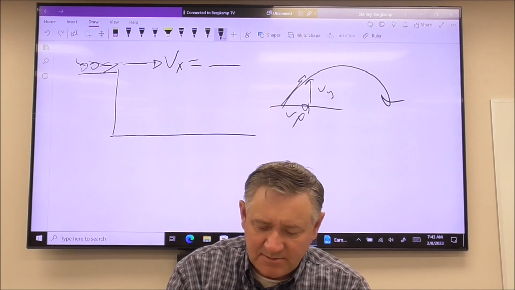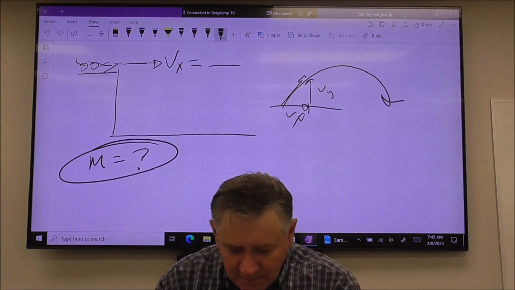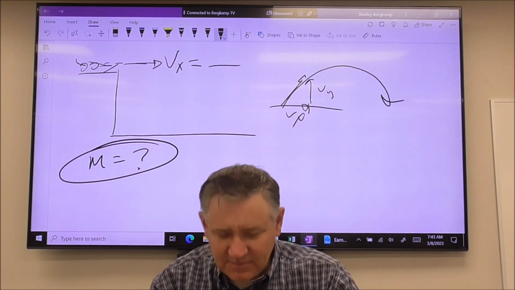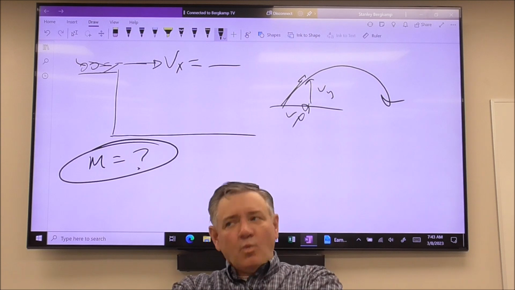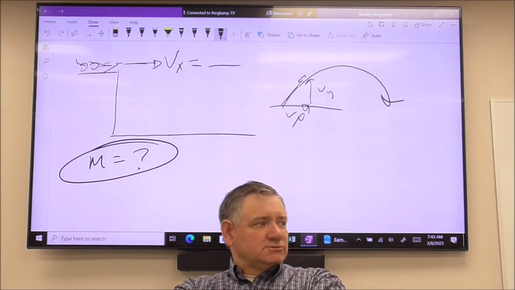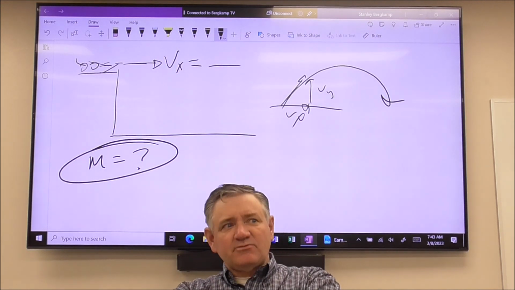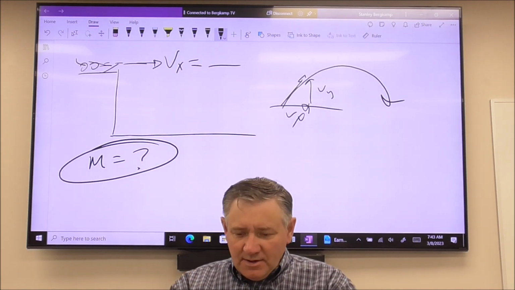So here's the bigger idea. Why didn't I give you the mass of the car? Look at every problem on this sheet, every projectile motion problem that you've had. Why did I not give you the mass of the object? It doesn't matter, okay? There is no way to plug the mass of the object into these equations if you tried, okay? It's not there.